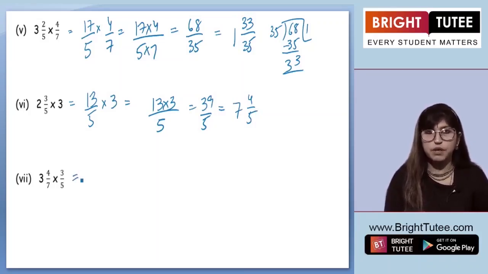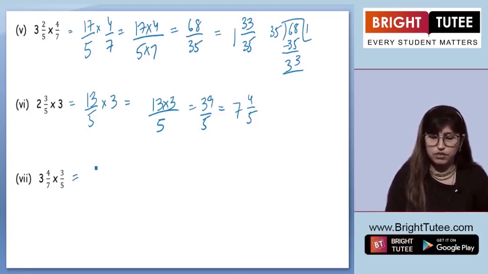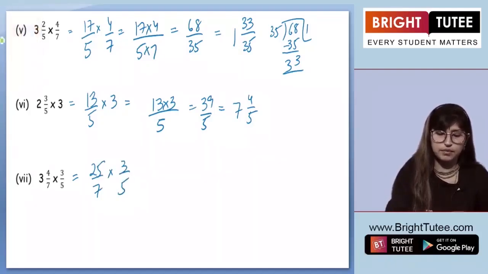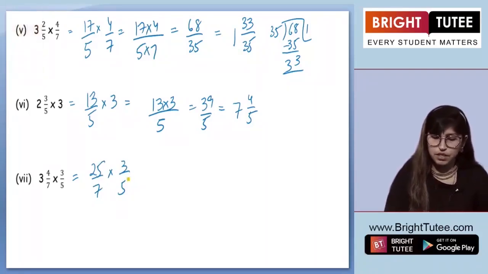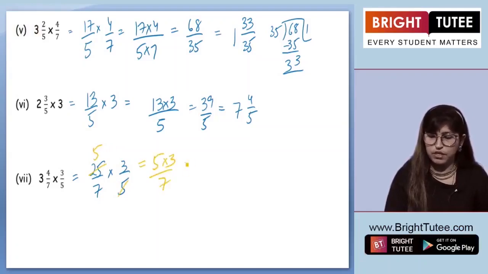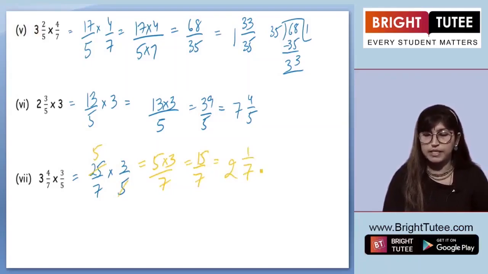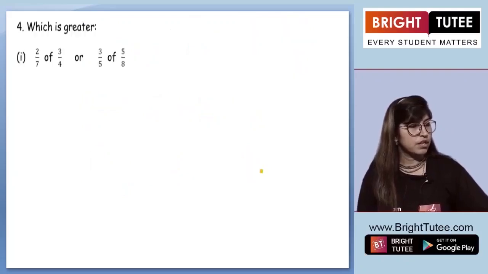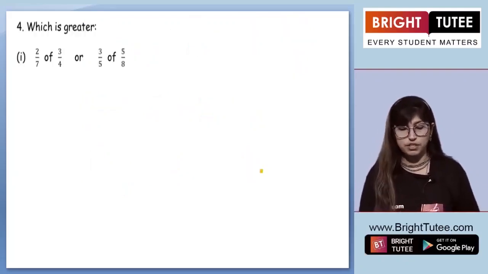Let's move on to the last part of this question. 7 3s are 21 plus 4 is 25 by 7 times 3 by 5. Now over here we can cancel this 5 with this 25. So we'll be getting 5 times 3 by 7, which is 15 by 7, which is 2, 1 by 7, which is the final answer which we get. Let's move on to the fourth question now.